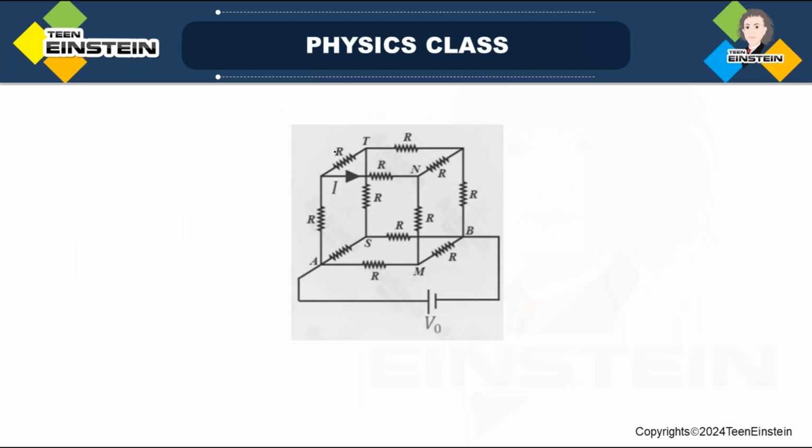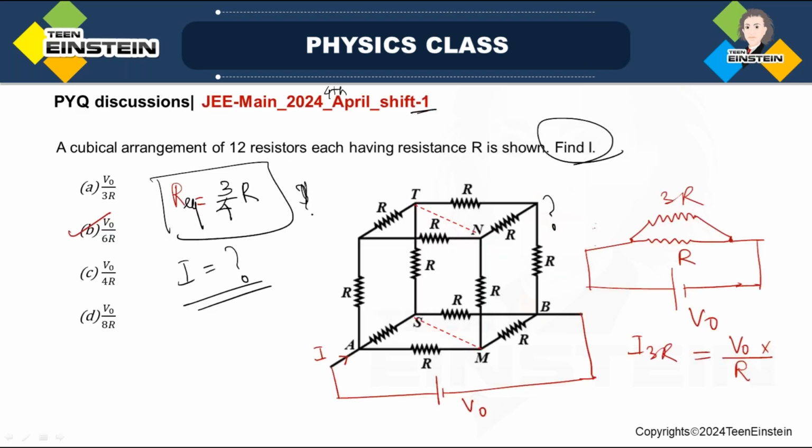Actually, you have to find out the current in this upper resistor, so particularly through this resistor you have to find the current. Otherwise, according to this figure, after finding the equivalent resistance, we can find the current I from here as V0 by R, which will be 4 by 3R. This will be the current according to this figure.